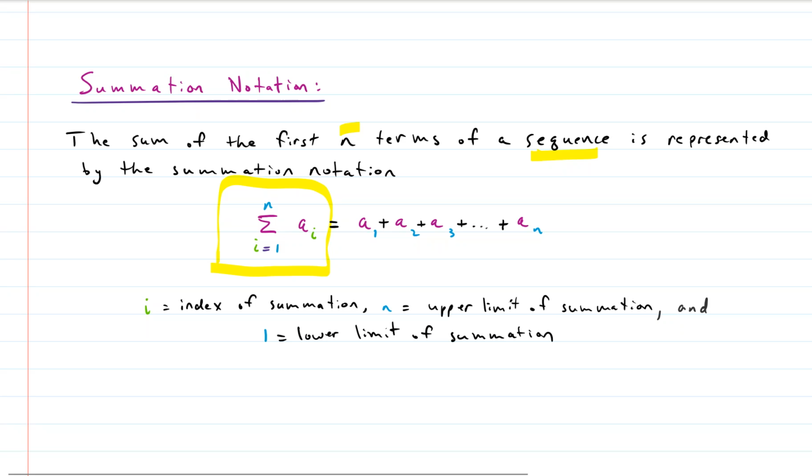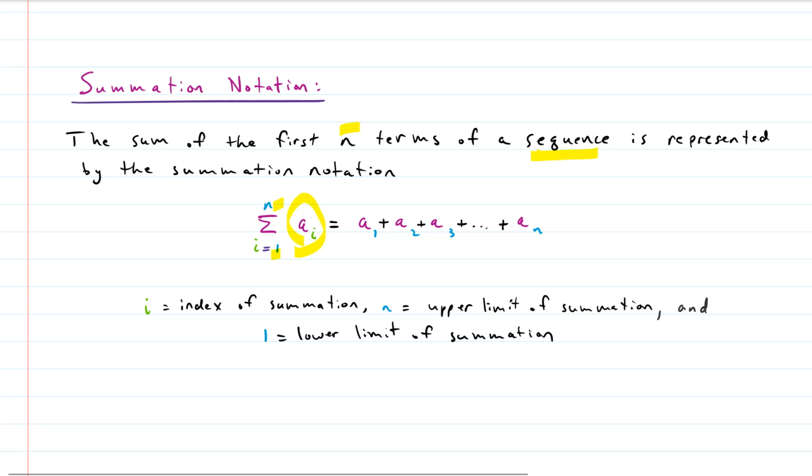We have a lower limit of summation, which is the bottom here, i equals 1. So we start at 1. This i here on the a will change every time we sum. And we're going to add it to itself n times. We'll go from 1 to n. So we're going to sum the value a sub i from 1 to n. That's how you read that.